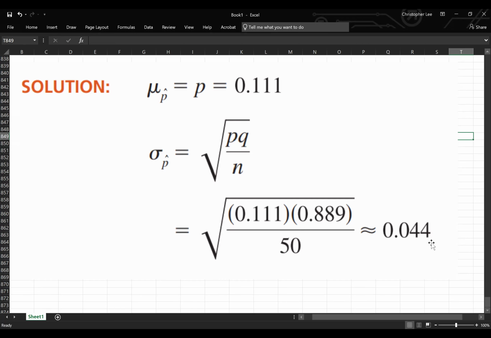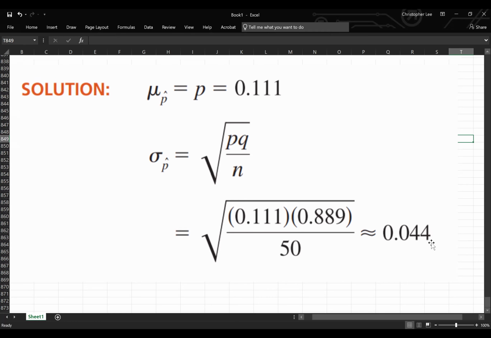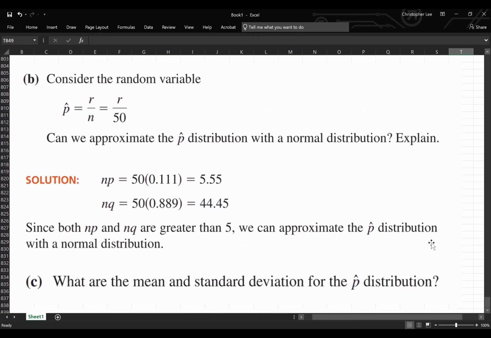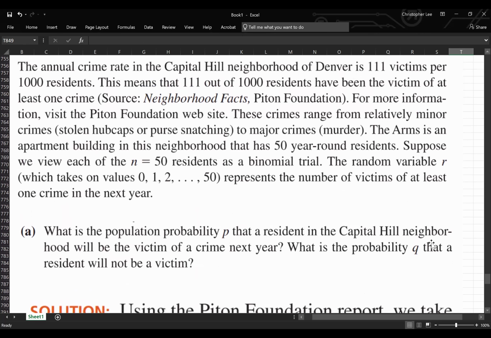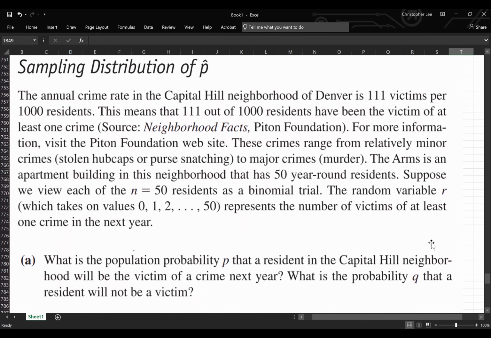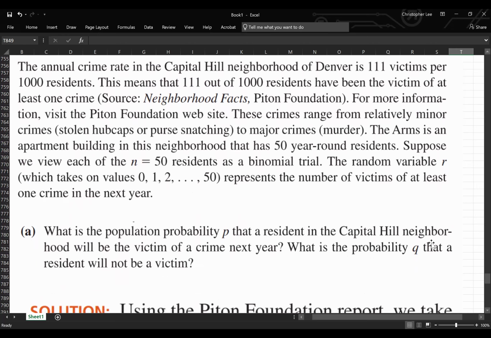So when we look at a problem like this, we just think of this point, but how do we get 0.111? That was given in the story. We knew in this neighborhood, 111 people were victimized out of the 1,000 residents that live there. So that's 111 divided by 1,000. The rest of the square root is just that number times itself.